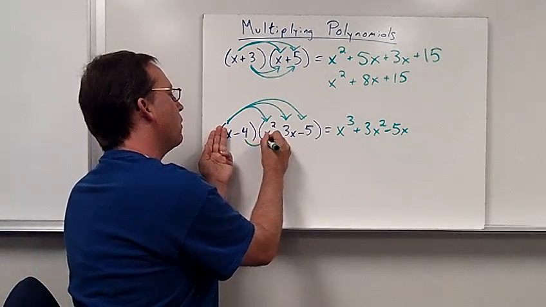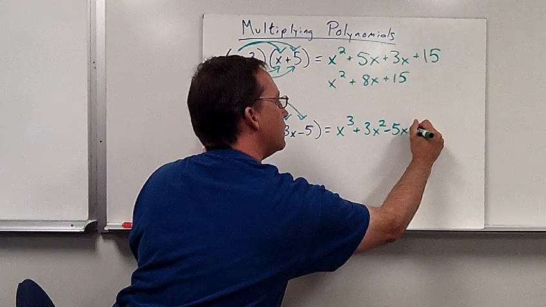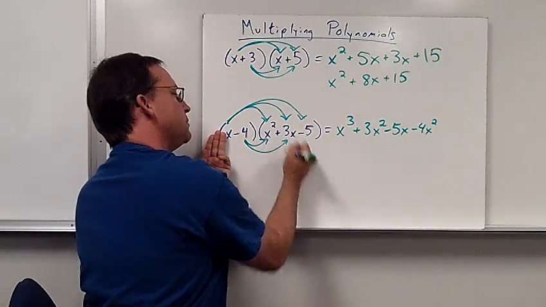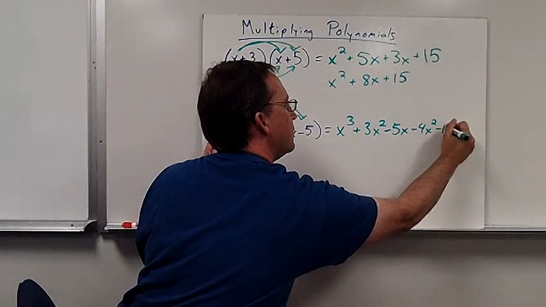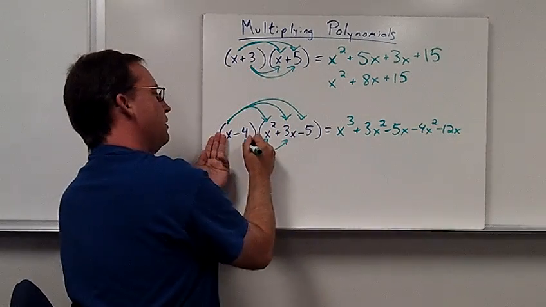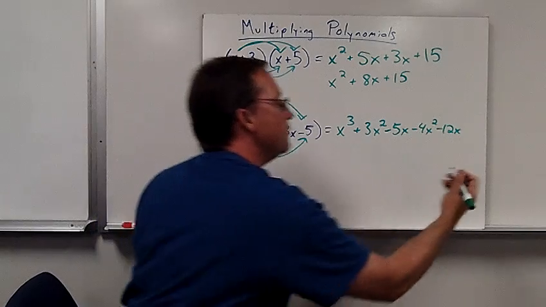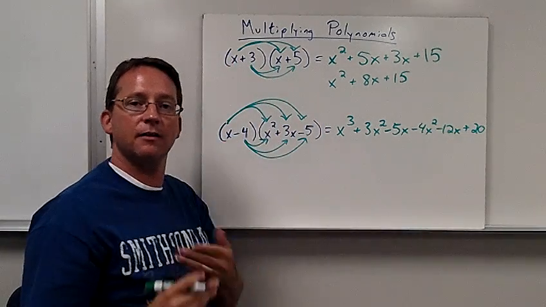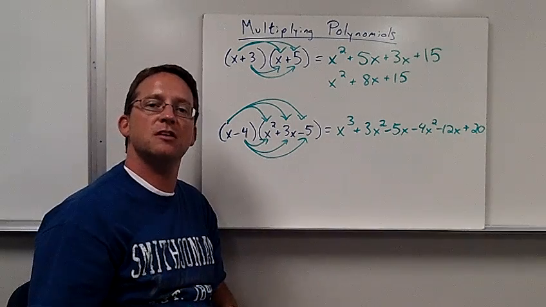I'm going to do negative 4 times x squared. A negative 4 times a positive 3x. And a negative 4 times a negative 5 gives me a plus 20. After I multiply, after I distribute, I'm going to put this in standard form.